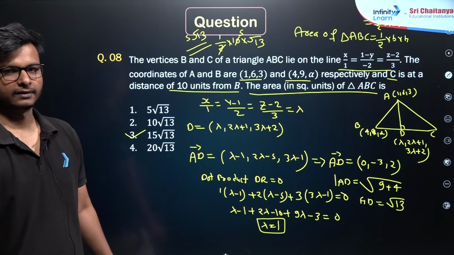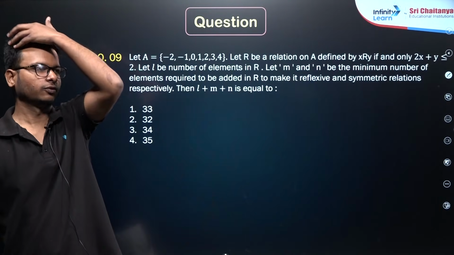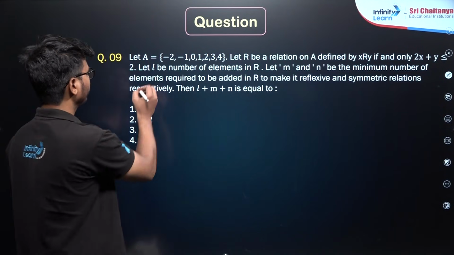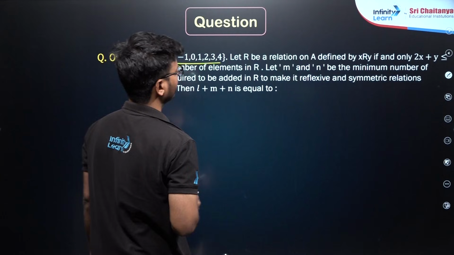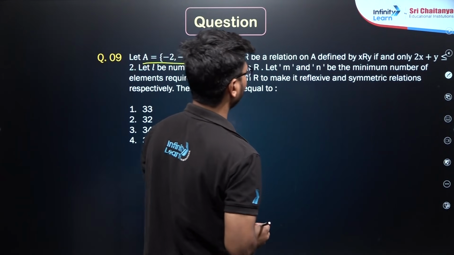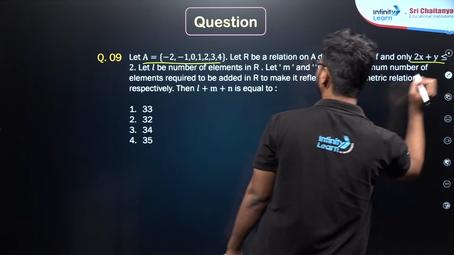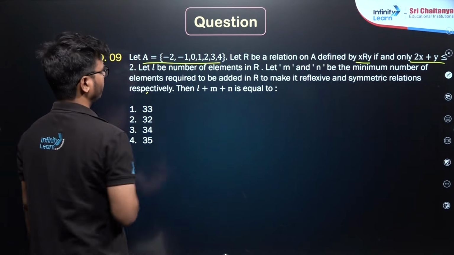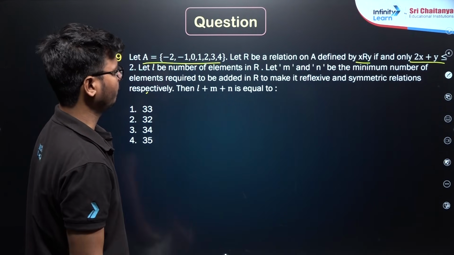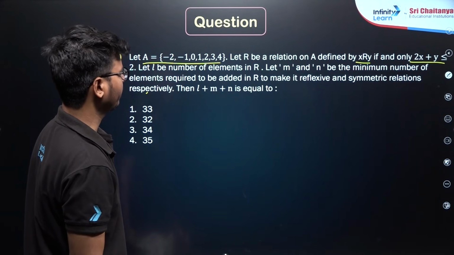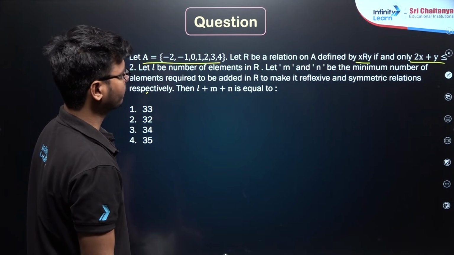Okay, fine. Okay, so let's read the question. We have a question that we are given the set A, and R is a relation on A defined as x related to y. This is a condition we are given with, correct? Now let L be the number of elements in R, and M and N be the minimum and the maximum number of elements required to be added in R to make it reflexive, symmetric.